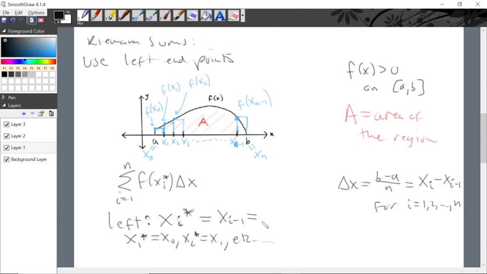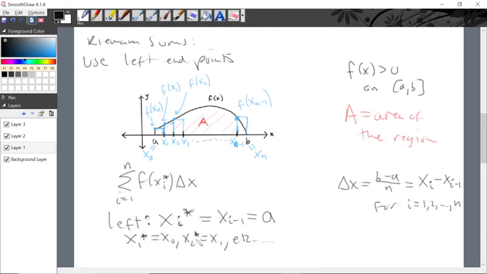So in general, xi minus 1 is equal to a. For instance, if i is equal to 1, then we want this output to just be x naught, which was a by this left endpoint rule. But it's not always going to be a, otherwise we'd always be stuck choosing a as the input for every subinterval. We want the next one to add a quantity of delta x to that.